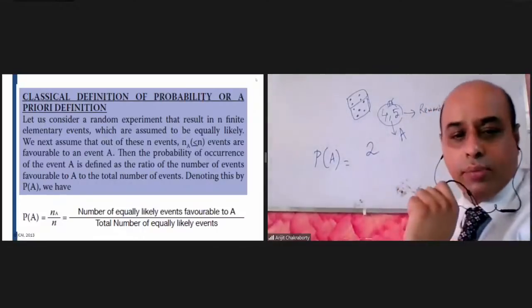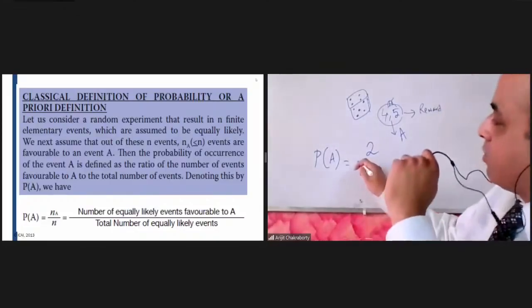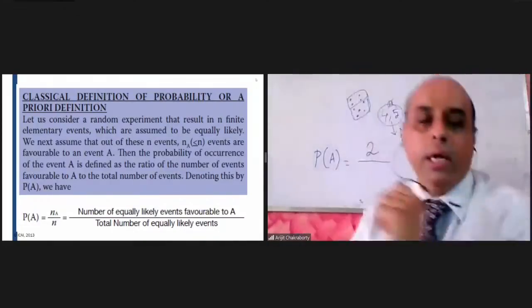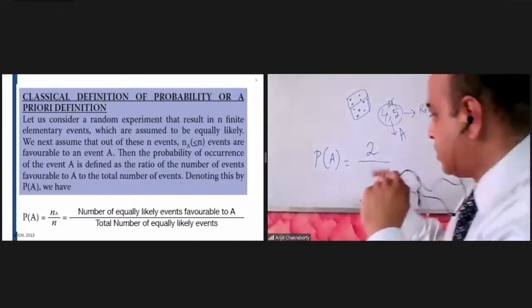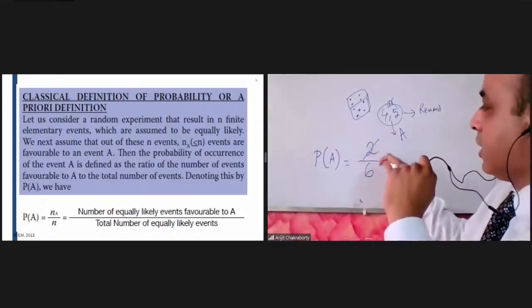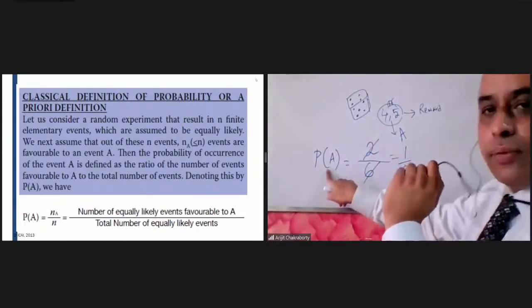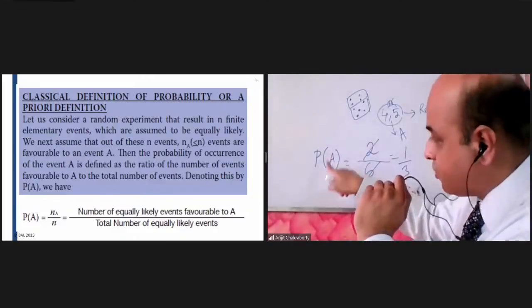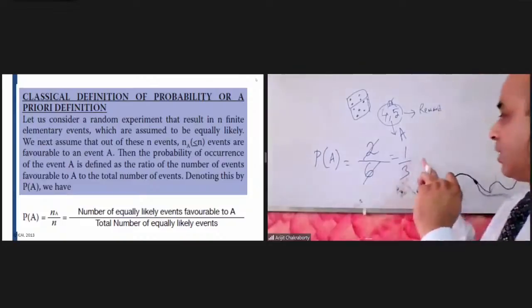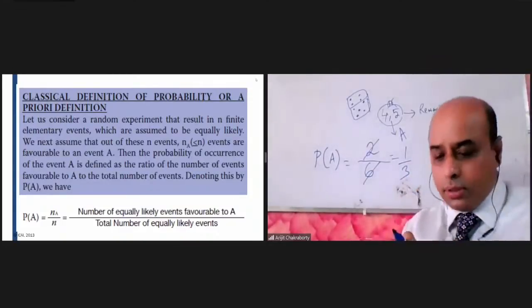Now please go to the denominator: the total number of equally likely events. How many are there? When you are throwing a dice, there are 6 possibilities. So I will write 2 by 6. I cancel, and it becomes 1 by 3. So the probability of the favorable event A is 1 by 3.